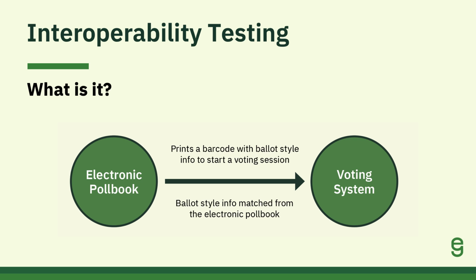So in the diagram, what we're showing is that the electronic poll book will print a barcode with ballot style information to start a voting session. That ballot style information actually comes from the voting system and must match what's in the electronic poll book. So those two data sets must match, and that must be part of the testing overall.